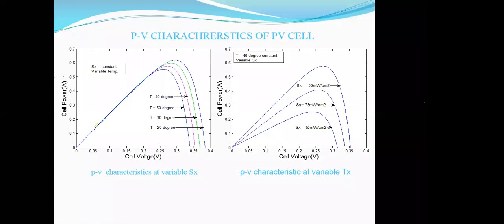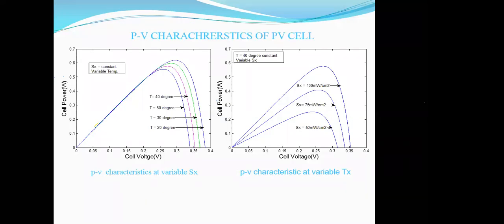In one, we have kept the insolation constant and varied the temperature. In another, we have kept the temperature constant and varied the solar insolation, and results were as we expected. So this was the basics of solar PV modeling.